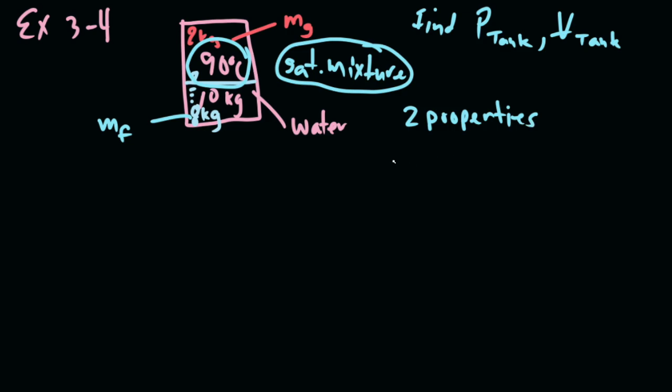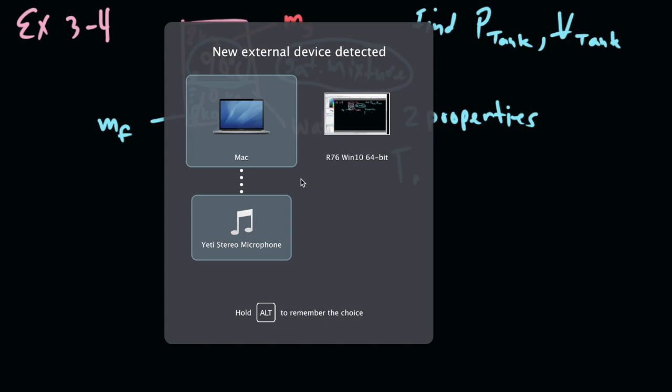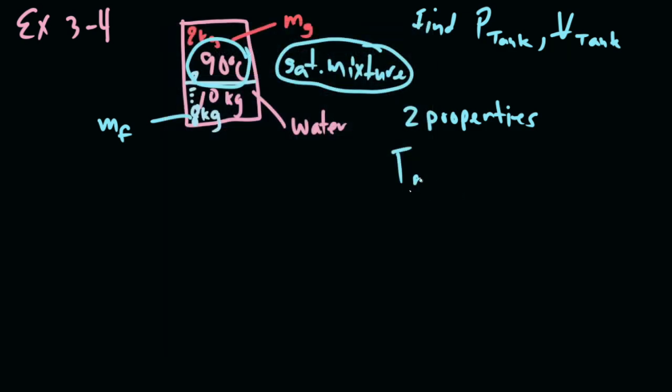So therefore, we go to the back of the book, to Table A4. This is in the appendix, that's what the A is for. If we go to Table A4, we readily can get P, because the pressure of the tank is basically the saturation pressure.